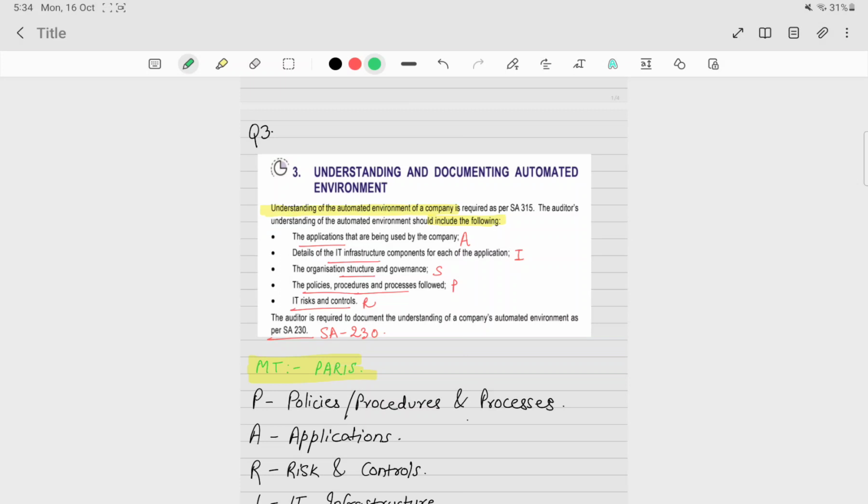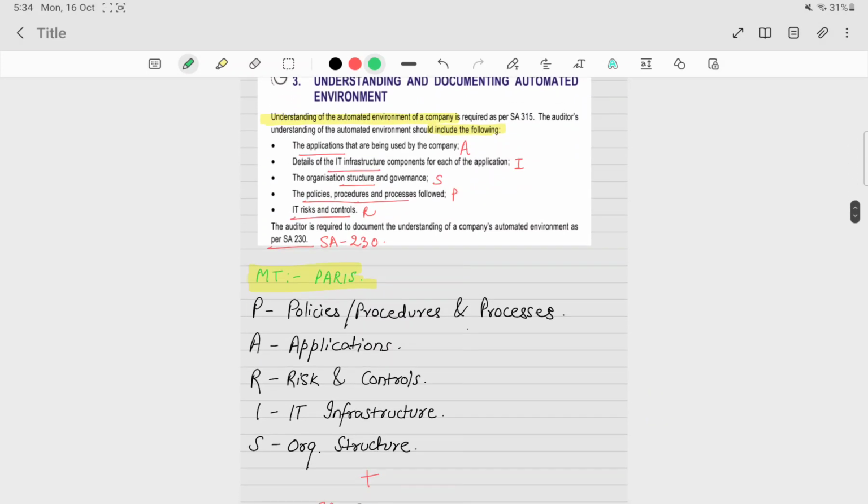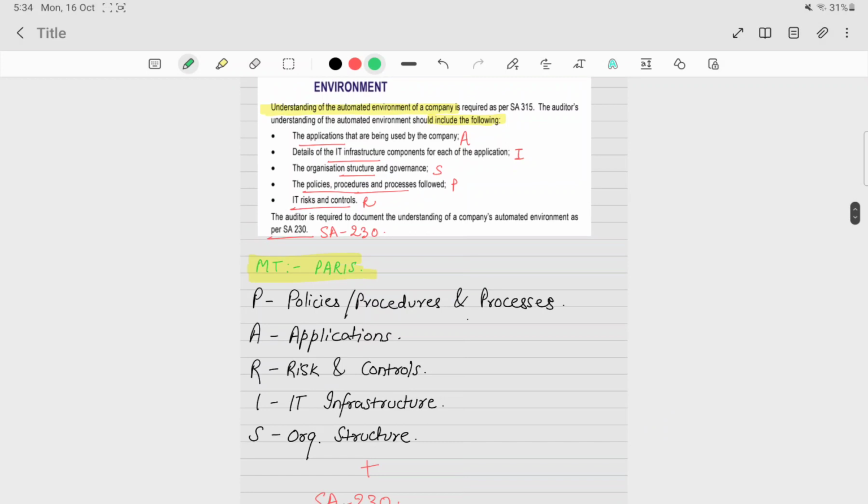There are 5 easy points. You can remember Paris, that you went to Paris and documented everything in SA 230. So from Paris you can remember P stands for policies, procedures and processes. There is triple P, policies, procedures and processes. From A you can remember applications. From R you can remember risk and controls. From I it is IT infrastructure, details of IT infrastructure components. From S it is organization structure.